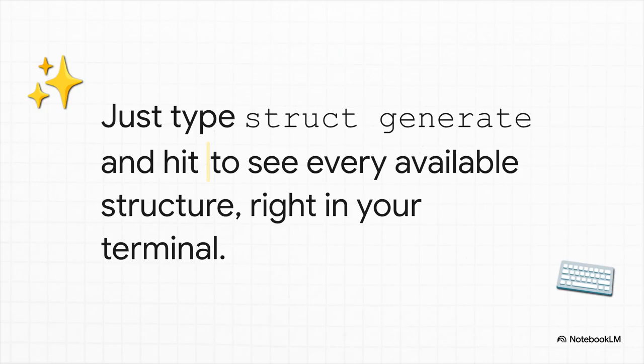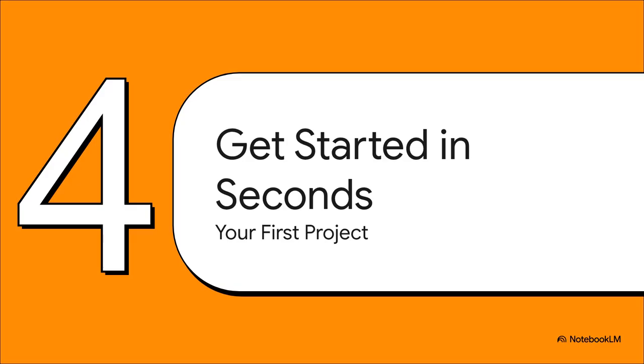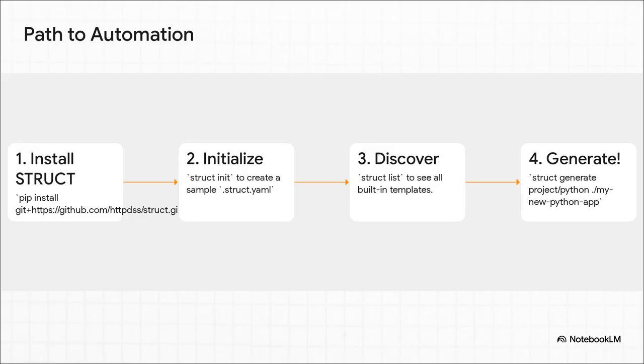It's beautiful. So by now, you're probably thinking, okay, I need to try this like yesterday. And the best part is, you can go from zero to your first fully automated project in just a few seconds. Here it is, your 4-step path to automation. First, install it straight from GitHub with pip. Second, run struct init in a folder to get a sample config file you can play with. Third, check out all the cool built-in templates with struct list. And finally, generate your first project. It really is that easy to get going.